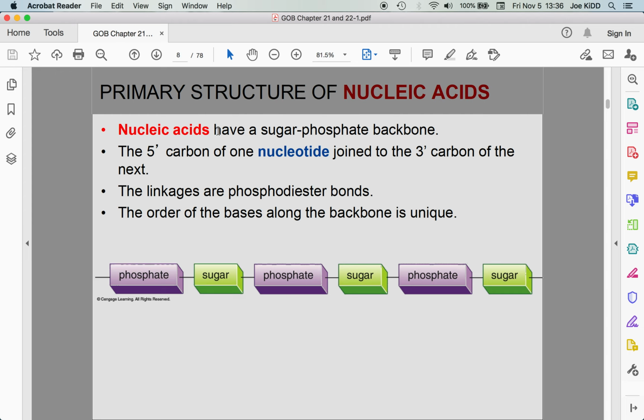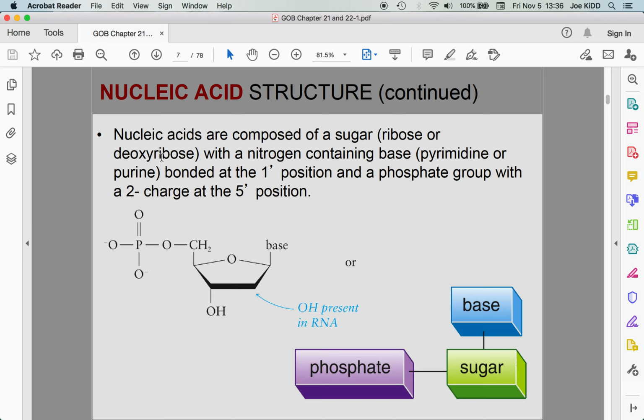Now, the primary structure of nucleic acids, just like when we were learning about proteins and doing primary, secondary, and tertiary structure there, we can use the same kind of idea when we're talking about nucleic acids. Nucleic acids will have a sugar phosphate backbone. This means that as we go along the edge, the 5-carbon of one nucleotide will be joined to the 3-carbon of the next. So what do we mean by that?